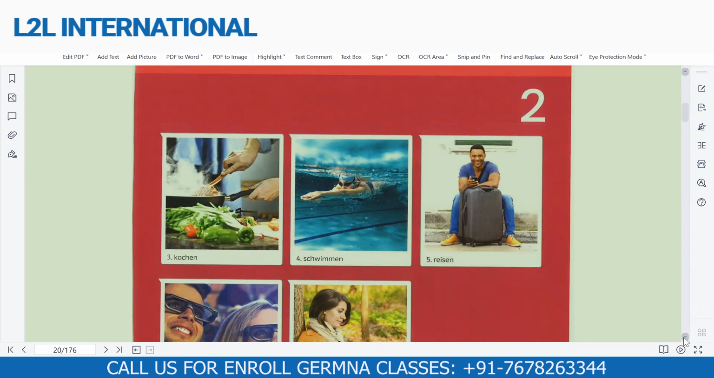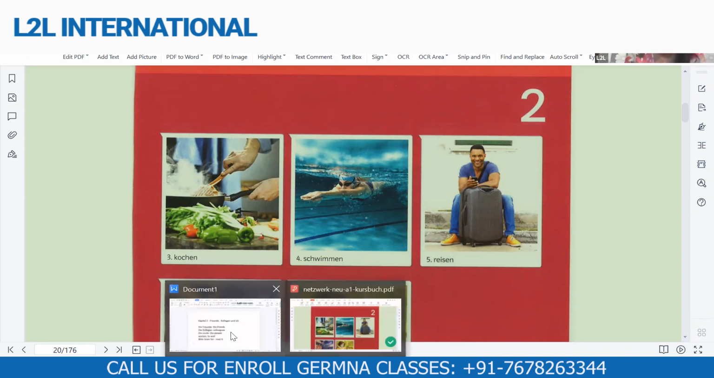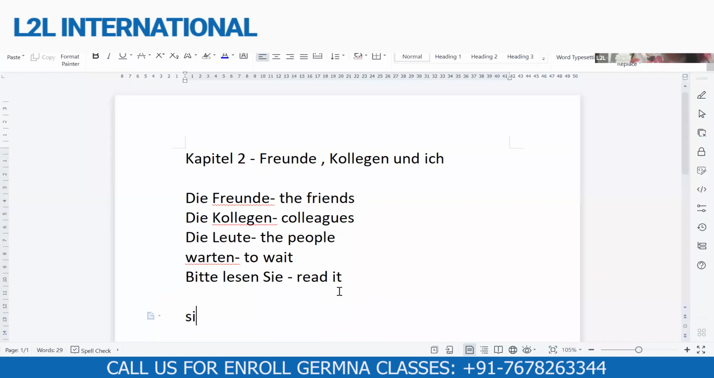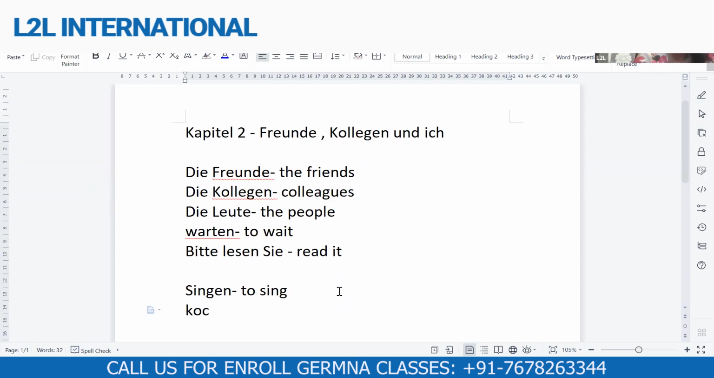Kochen, very good. Yeah, kochen. Kochen and zingen, both of them are regular verbs. Zingen means to sing. It's a hobby. And then kochen, you did this in the regular verb part. That means to cook. Yeah, richtig. So zingen is to sing and kochen is to cook.